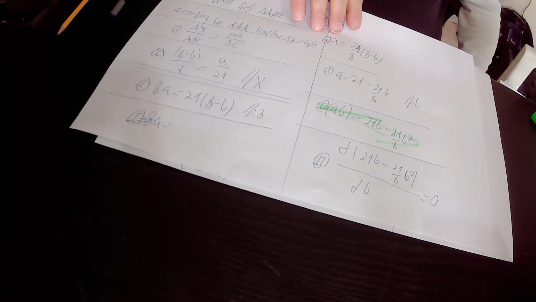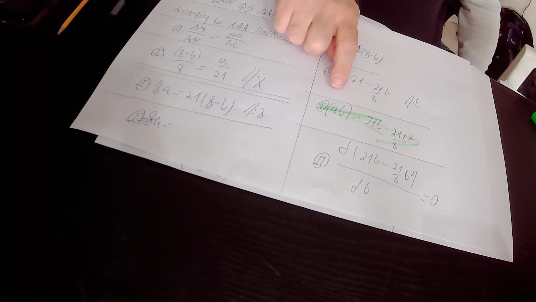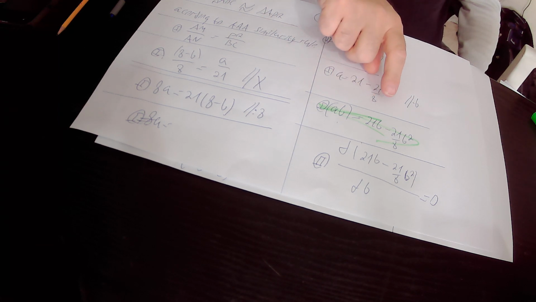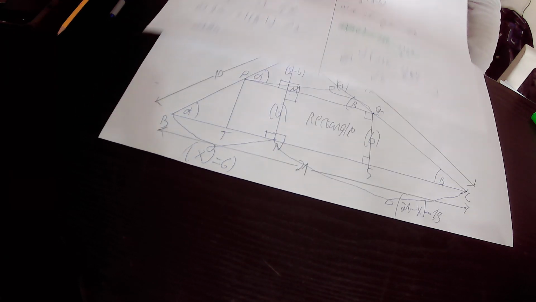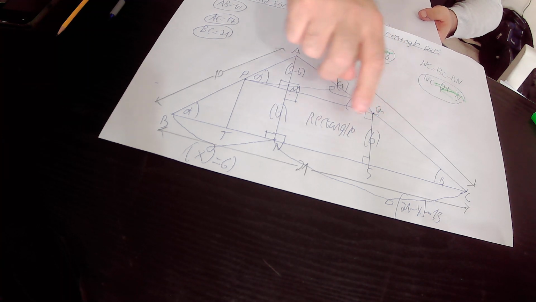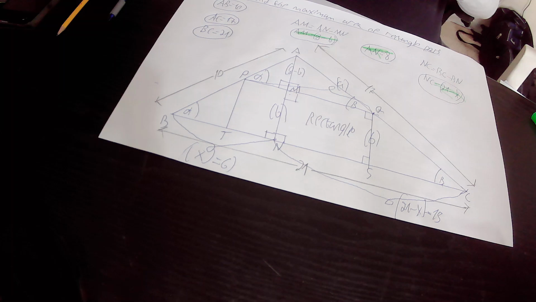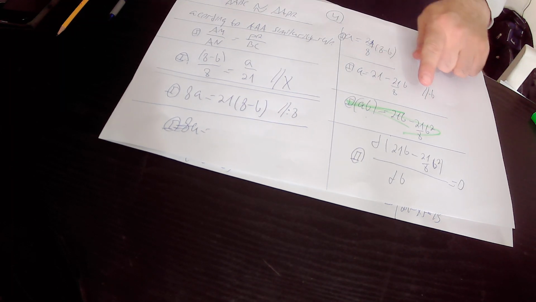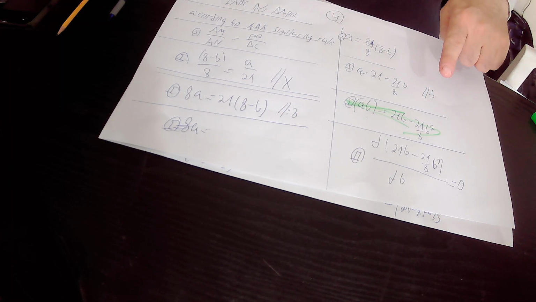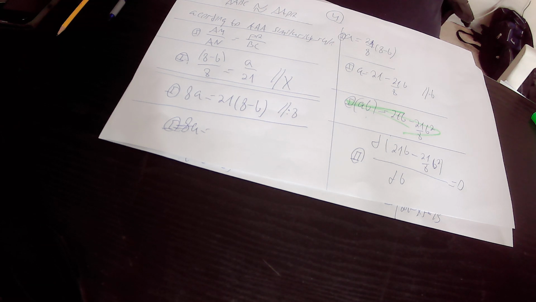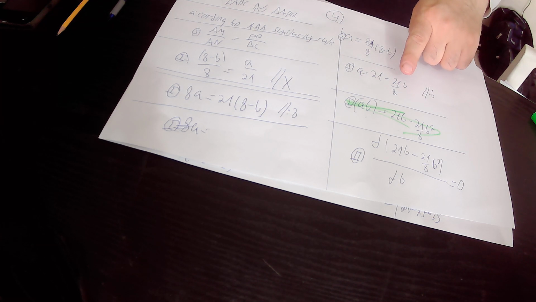Okay. So we found that the area of rectangle PQST, that is A times B, equals 21B minus 21 over 8 times B squared. Our mission is to find the maximum area of this rectangle PQST. And we already found that the area equals 21B minus 21 over 8 times B squared. So actually our mission is to find the maximum value of this area function.